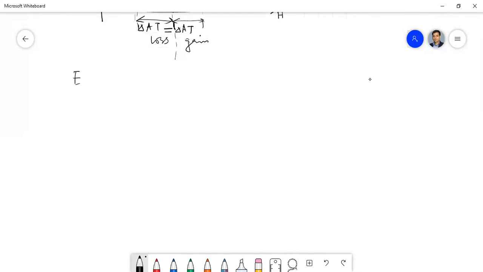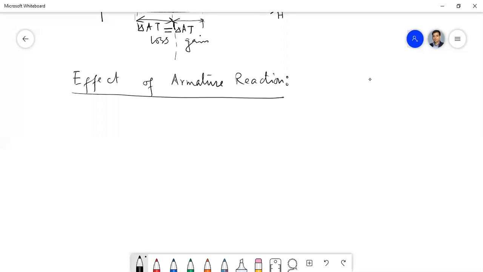Now we'll discuss the practical effects. Effects of armature reaction. The first point is what I mentioned in the last point: reduction in EMF. That I already explained.